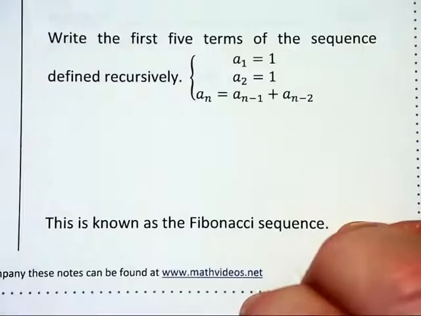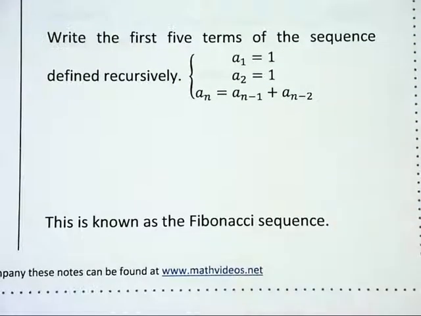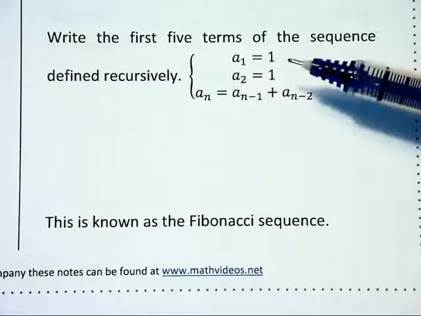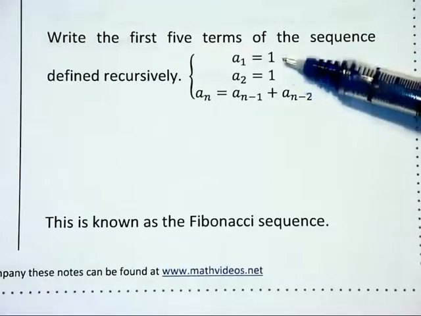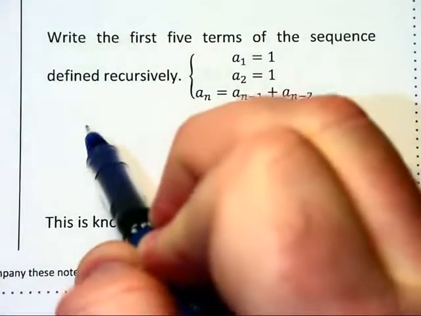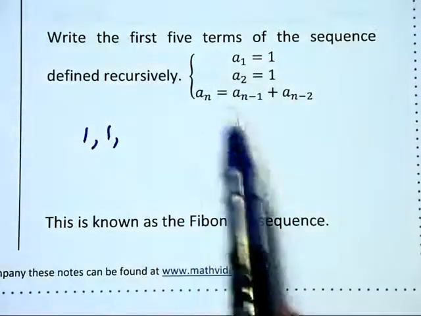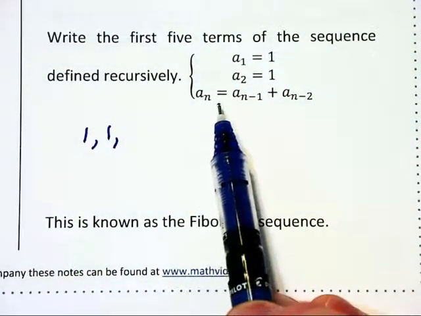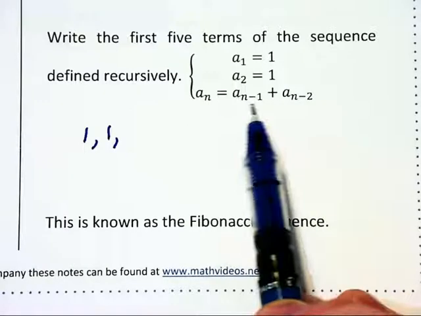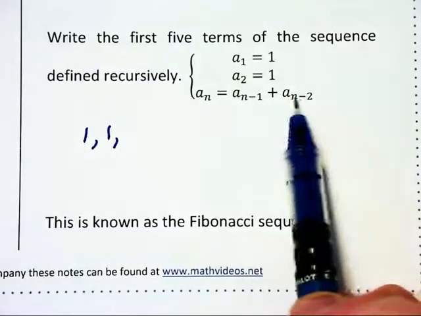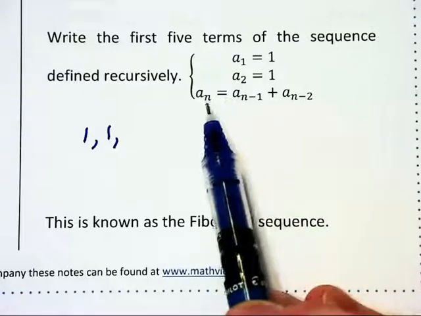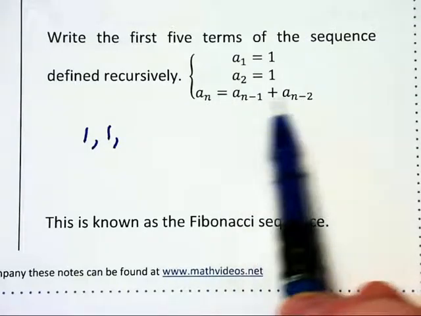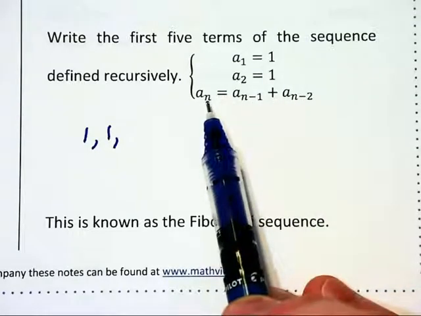This next sequence is a very famous sequence called the Fibonacci sequence. We are given the first 2 terms, which are each going to be 1. Now, reading this formula, we find that the nth term is equal to the sum of the n minus first and n minus second term. In other words, you're going to add the 2 previous terms to get to the next term.